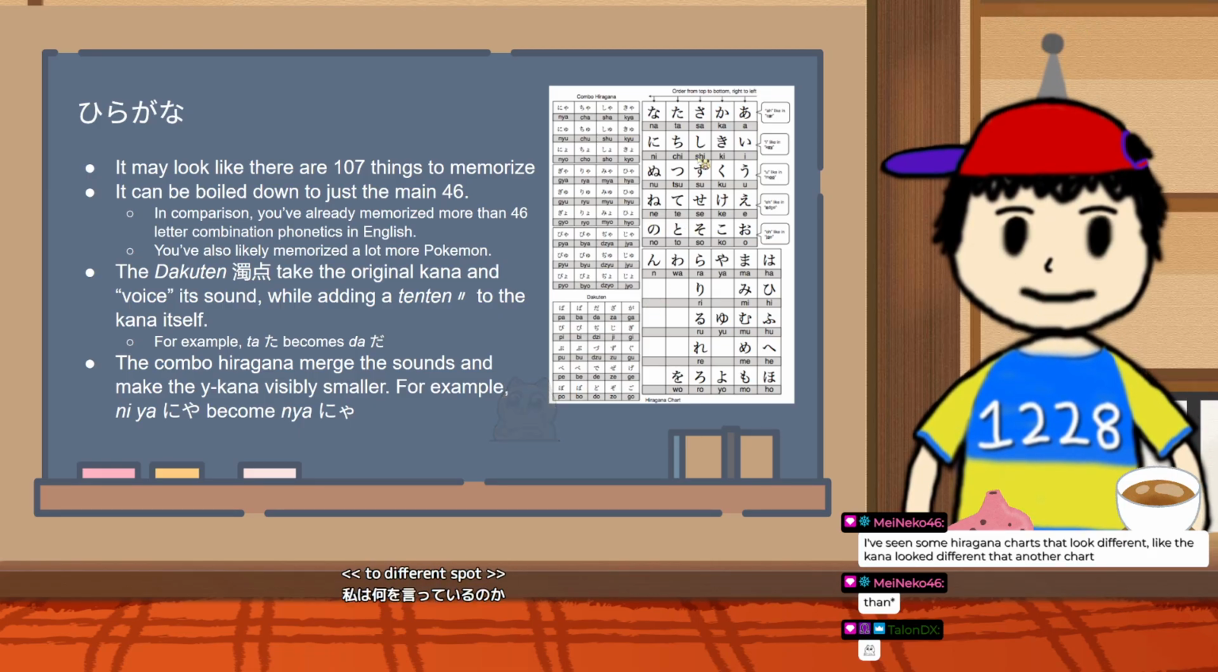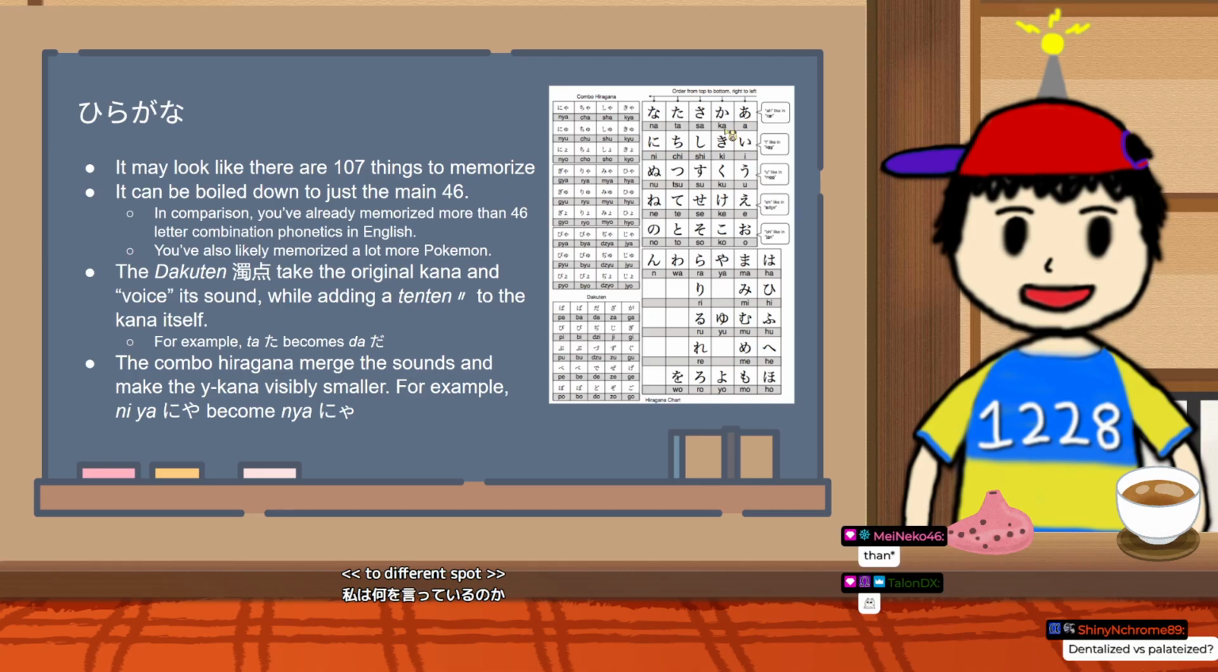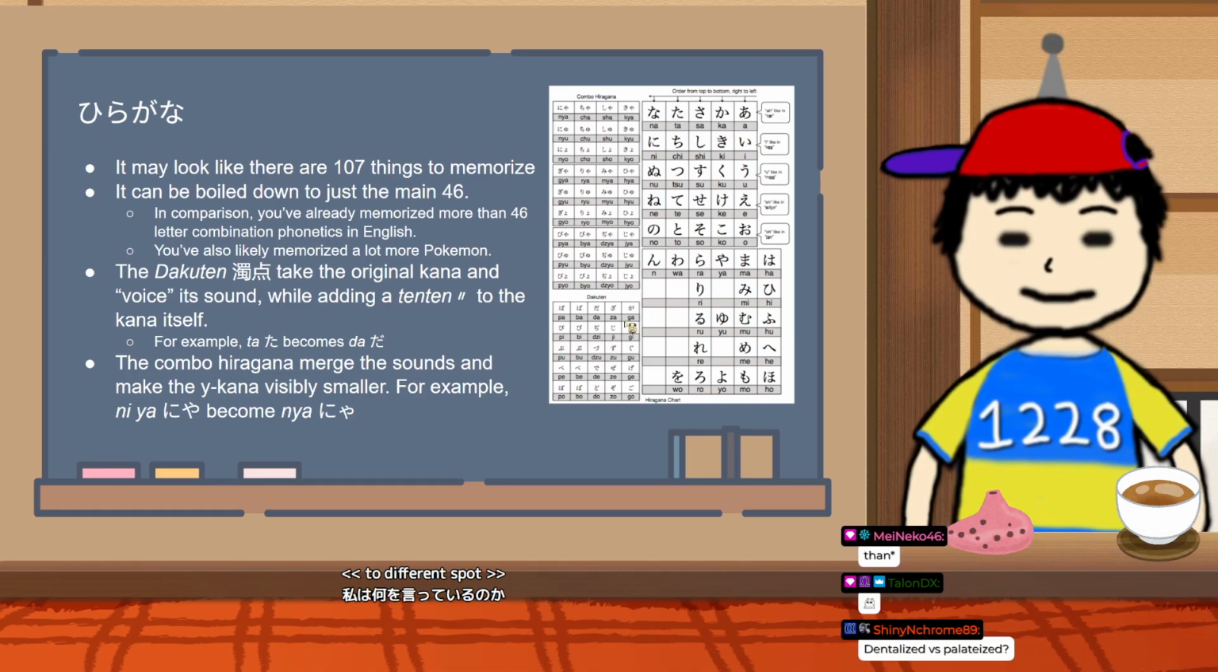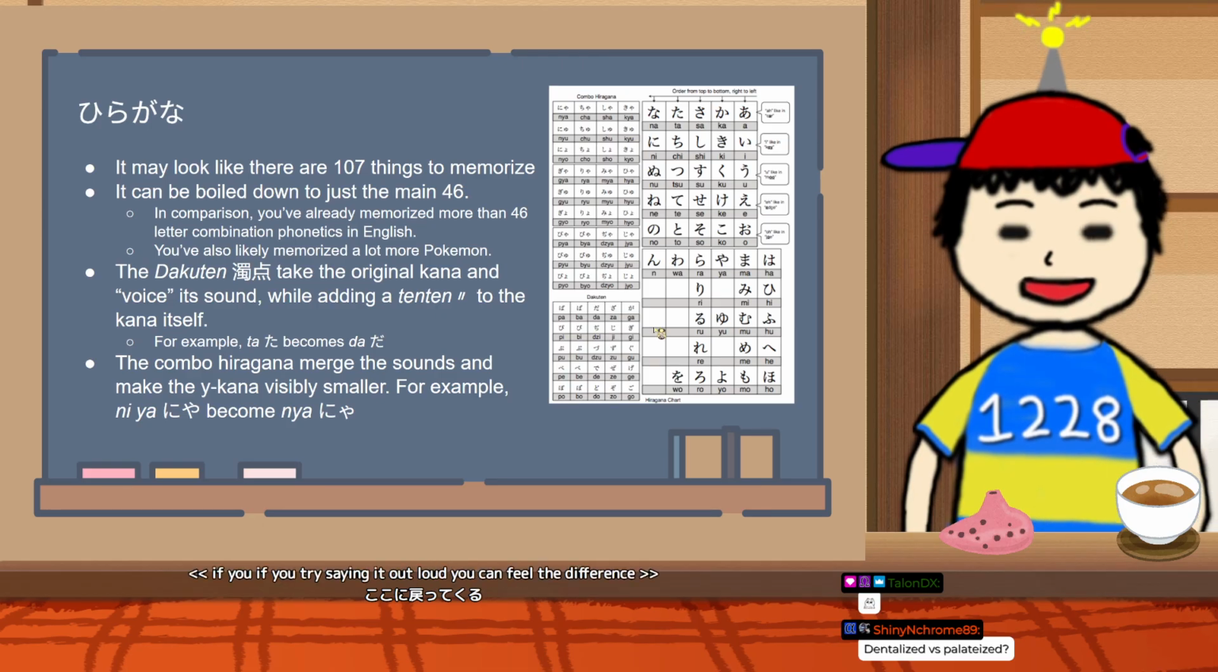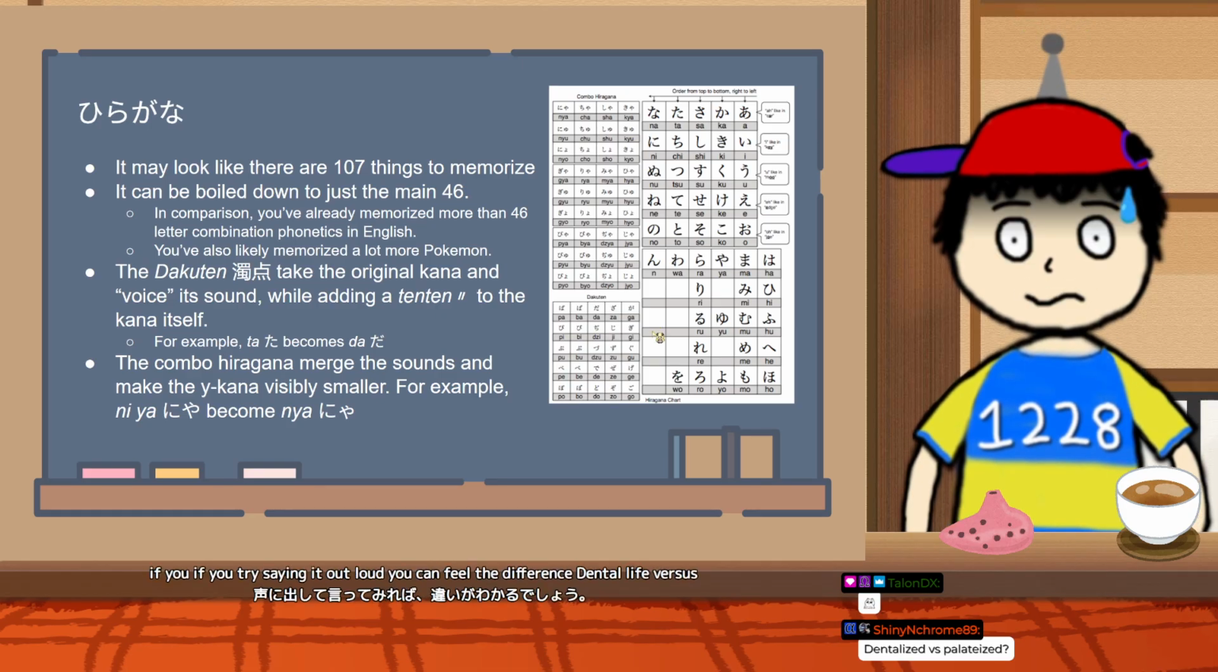Another good example is ka. If you say ka, its dakuten becomes ga. Ka, ga. If you try saying it out loud, you can feel the difference. Dentalized versus palatalized.